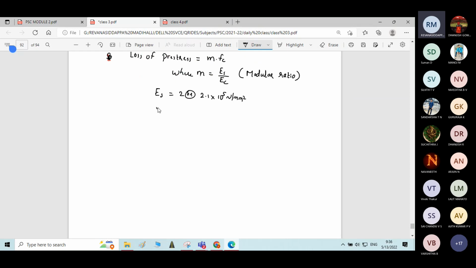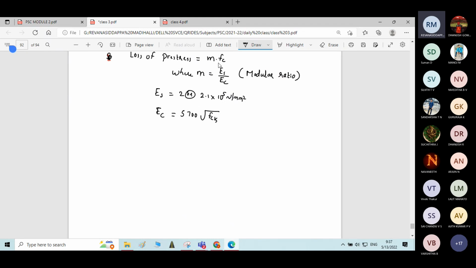The Young's modulus of concrete sometimes will be given, and sometimes the compressive strength, the characteristic strength of the concrete, will be given. If the characteristic strength of the concrete is given, you can calculate the Young's modulus of the concrete by using the formula 5700 root of fck. If it is directly given, you can directly use the given value. Otherwise, you need to calculate it by using this formula.